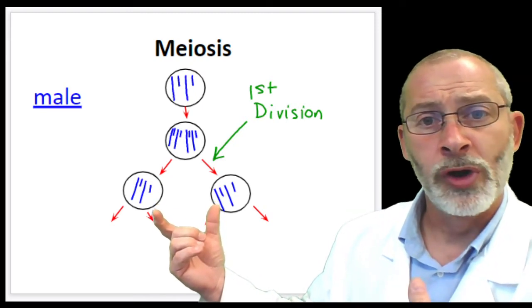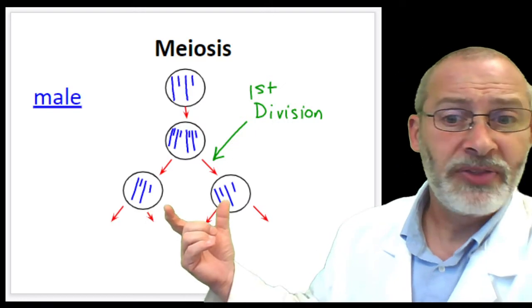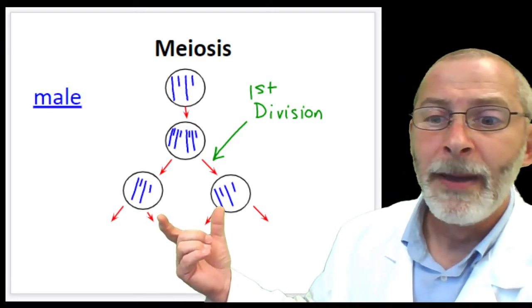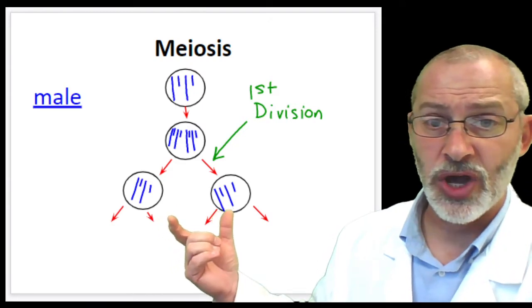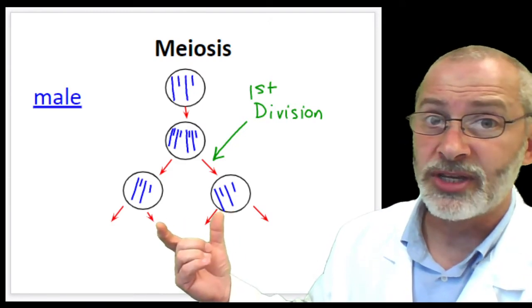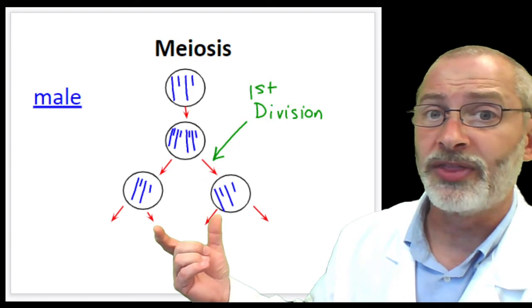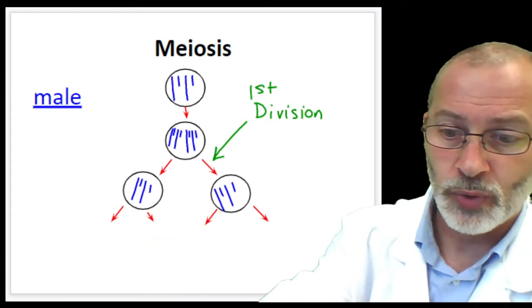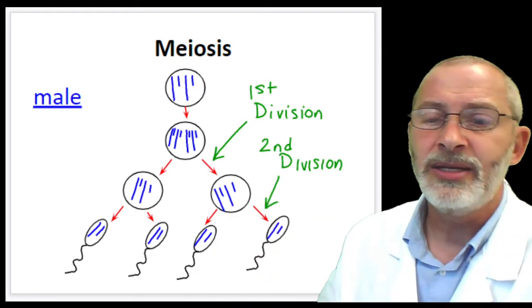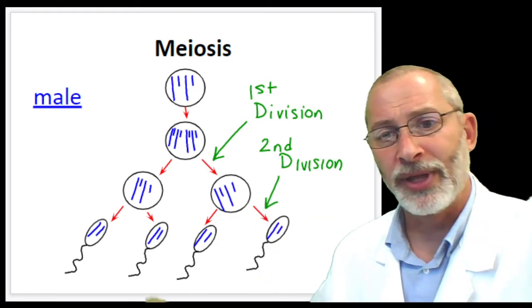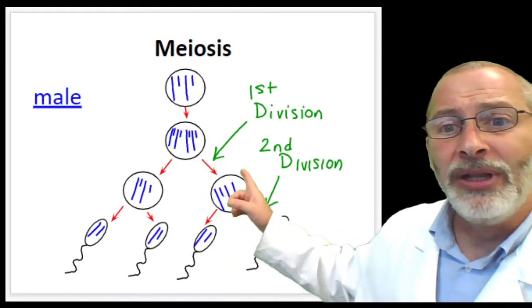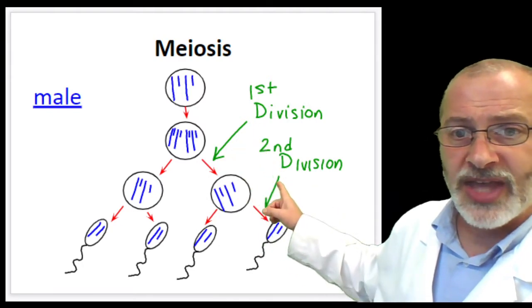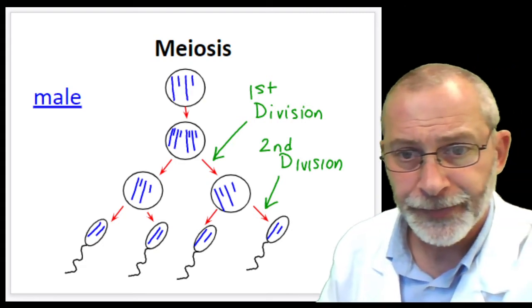Now, if this were normal mitosis, this is where it would stop. But this is not mitosis, this is meiosis. And so, remember, in meiosis, we have to produce sex cells with half the number of chromosomes. So what happens is a second cellular division takes place. And make sure you're labeling this diagram in your notes with the first division and the second division as well.